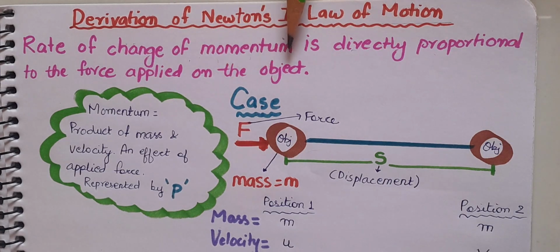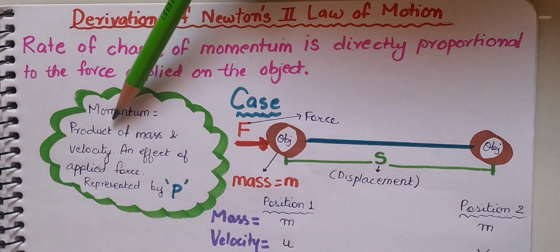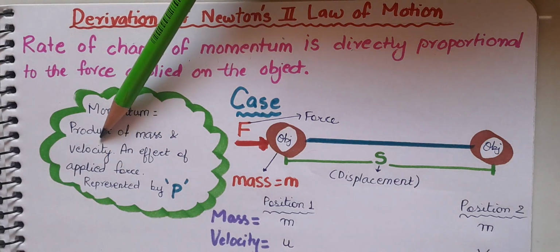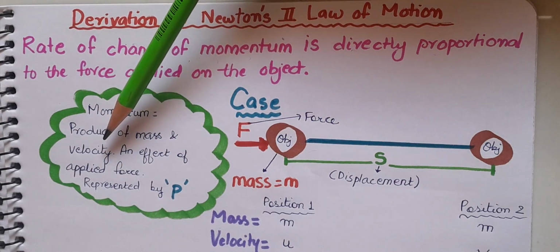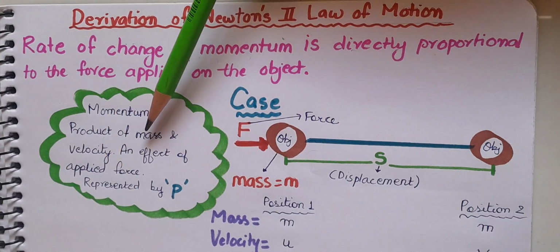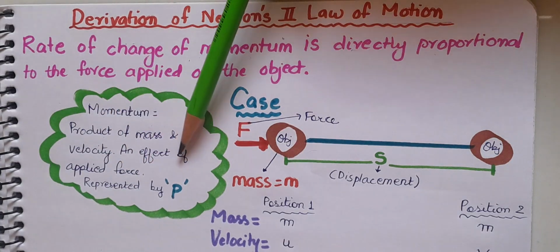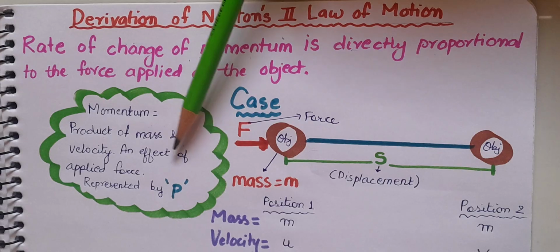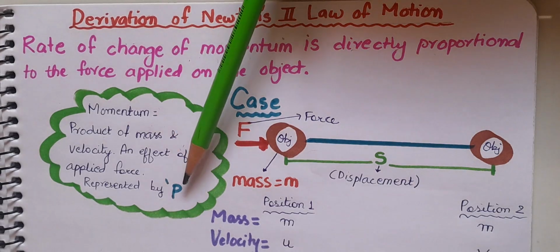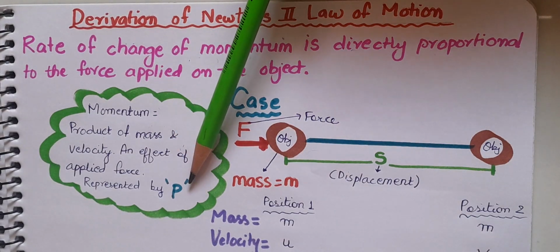Now, this term momentum means the product of mass and velocity. Like if we apply force on an object, depending upon the mass of the object, the velocity changes. And this effect of applied force is nothing but the momentum, and it is represented by small p.